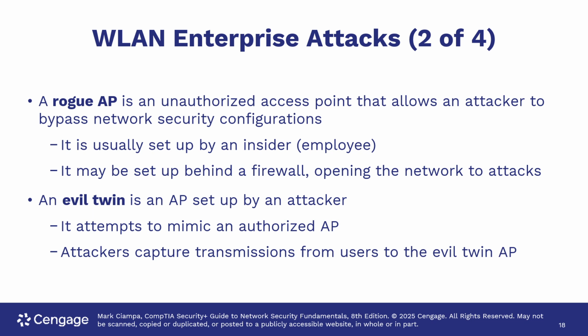An evil twin is an access point set up by an attacker that attempts to mimic the authorized access point. The attackers capture the transmissions from the users to that evil twin access point, maybe passwords, usernames, and things like that.